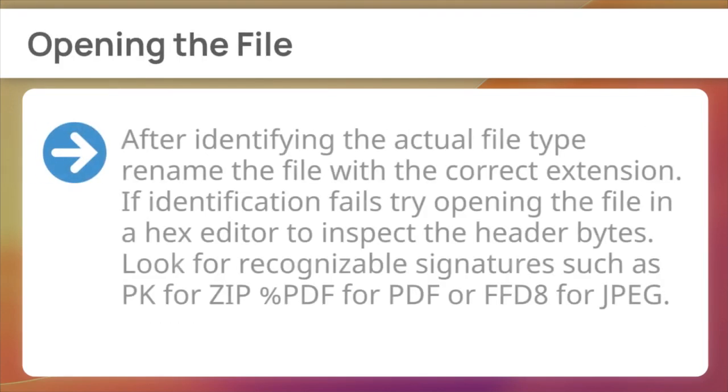Next, opening the file. After identifying the actual file type, rename the file with the correct extension. If identification fails, try opening the file in a hex editor to inspect the header bytes. Look for recognizable signatures such as PK for zip, %PDF for PDF, or FFD8 for JPEG.